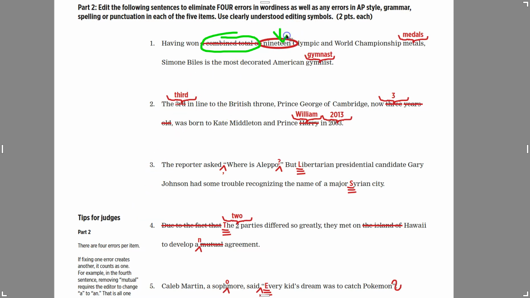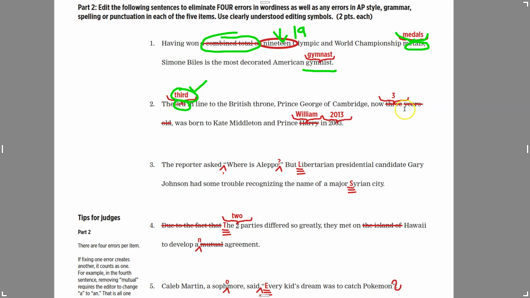This circle means that needs to be changed, because we know that anything above 10 we use numerals for, so that's what it's indicating there. On this one, it's showing that metals with a T was spelled, so they used a little correction bar here to show metals. Again, here, same thing with gymnast. All right. Again, there's third. We would want to spell out third. That's another AP style guide rule. We don't do that. We do that.